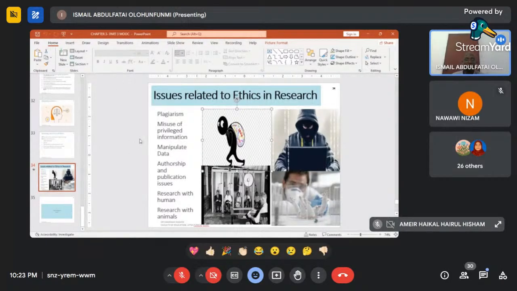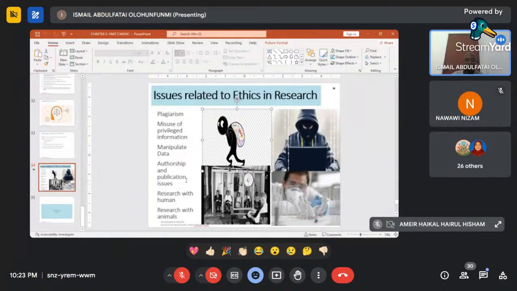Then manipulation of data. This is when you try to change the real data you have collected from the participant or respondent, because the data you collected does not suit your own purpose. You now try to manipulate it, meaning that you change the data to fulfill or to suit your own purpose. So that's manipulation of data. Look at that, a cover-up is manipulating data.